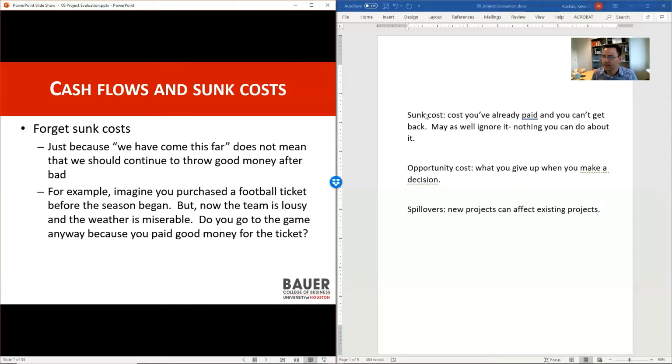So let's go through these ideas again. We're going to go through these incremental rules one by one here. So what's a sunk cost? We already defined it. This is a cost that you've paid and you can't get back. The impulse you may have is that we've come so far, we've invested so much in the project, we have to keep going. Okay. But just because you've come so far doesn't mean that you should keep going.